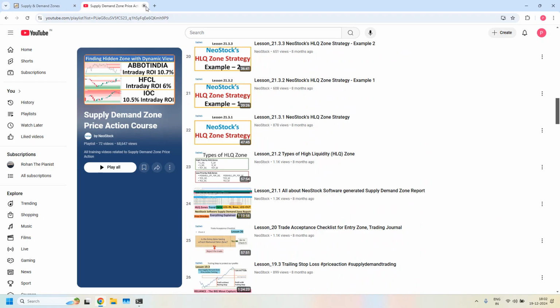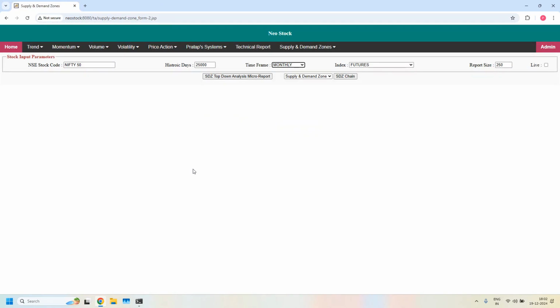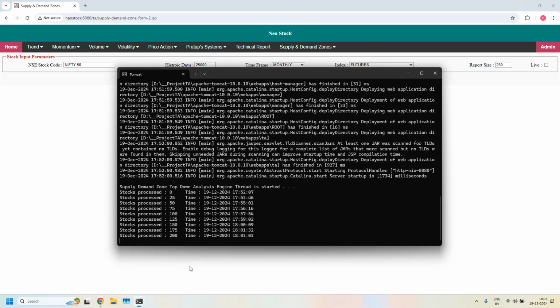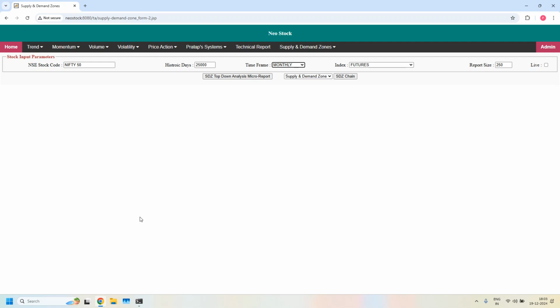Okay, now let's get into the report generation. First, let us generate a NIFTY and BANKNIFTY supply demand zone chain because the data is currently under process for generating the remaining reports. Before that, we will complete these reports. So, I am generating monthly supply demand zone chain for NIFTY.